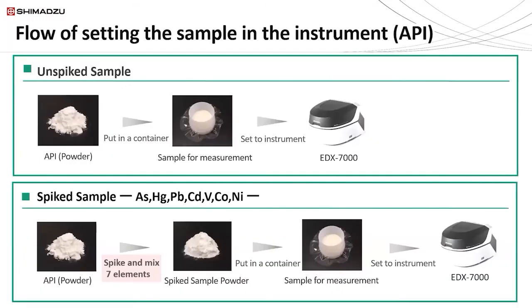So this will be the flow, very similar to what we saw previously. You take the powder, you have an unspiked sample, simply put it into a cup, tap it a little bit, and set it in the instrument and press go. For the spiked sample, you spike and mix the 7 elements. You have your spiked sample powder, put it in a container, hit the go button.